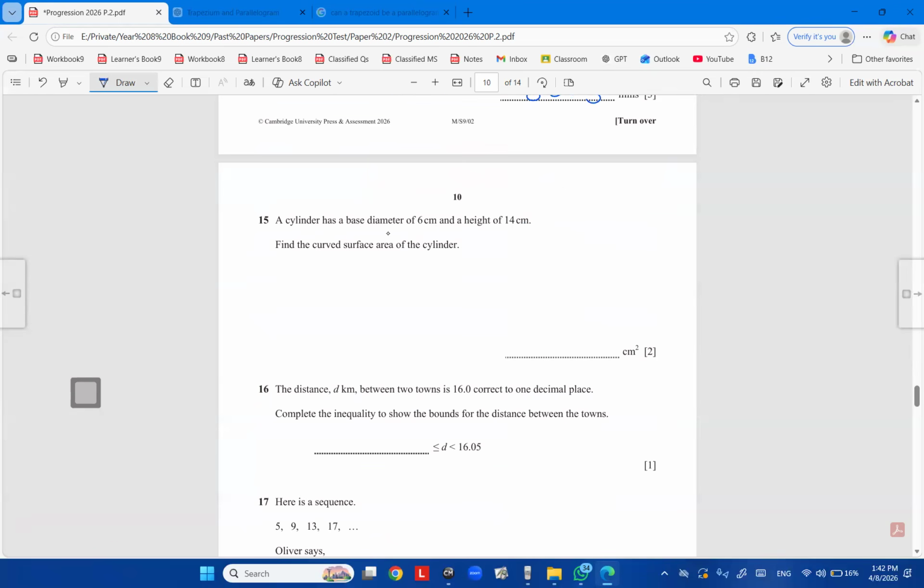A cylinder has a base diameter of 6 centimeters and a height of 14 centimeters. Find the curved surface area. Let's imagine this cylinder. Well, it's inaccurate, it doesn't actually matter. So here is the cylinder. They're saying to you that the height is 14. And they want the surface area of the curved surface area.